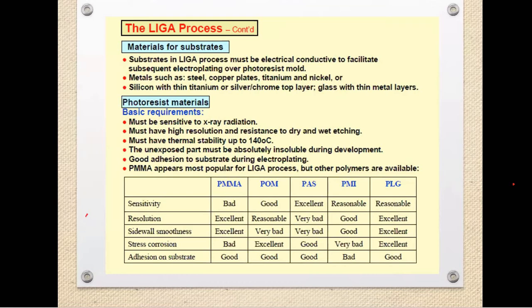The exposed resist must be absolutely insoluble during the development, and it must exhibit very good adhesion to the substrate during electroplating. If it does not exhibit the adhesion, then there is no possibility of electroplating. So based on these requirements, we have found that PMMA is the most desirable photoresist material for the LIGA process at the present time.